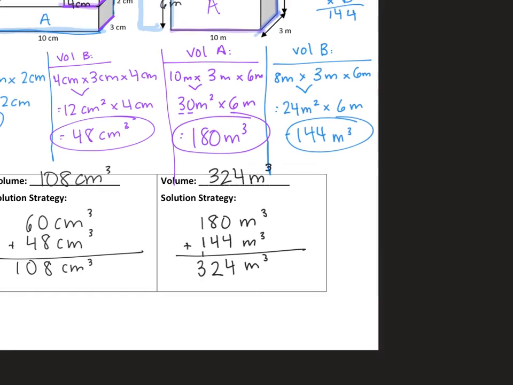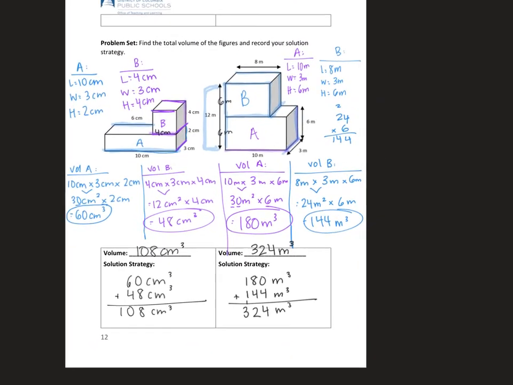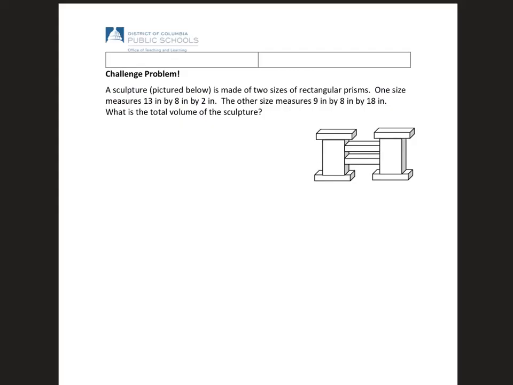Okay, zooming back out so you can see all of it all together. I know it's a lot of work, but if you just go one step at a time, it comes out completely fine. It's just about breaking it down into what you know and what you need to find out. Okay, moving on to our last page, challenge problem.